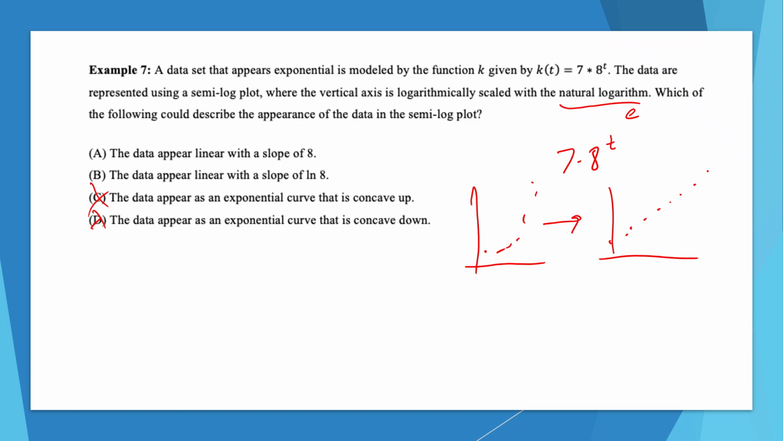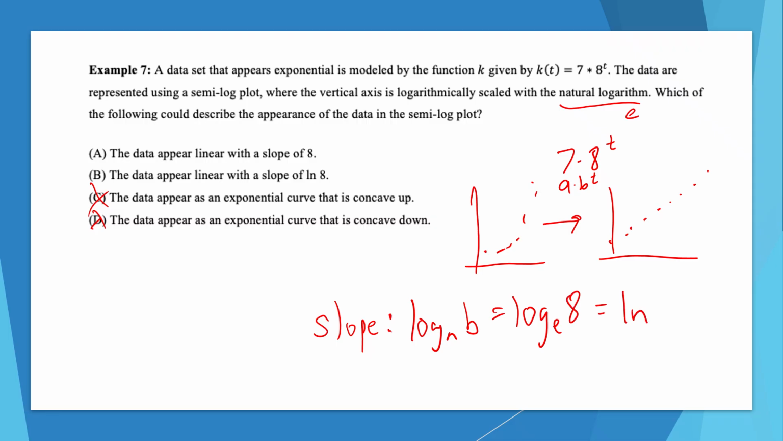And now we want to know, what is the slope? Is it 8 or is it ln 8? So for the slope of a semi-log plot, this is going to be log base n, and then in this form, a times b to the power of t, it's going to be b, which in this case is log base e of 8, which is ln 8, and that should be our answer here. So B is our answer to example number 7.